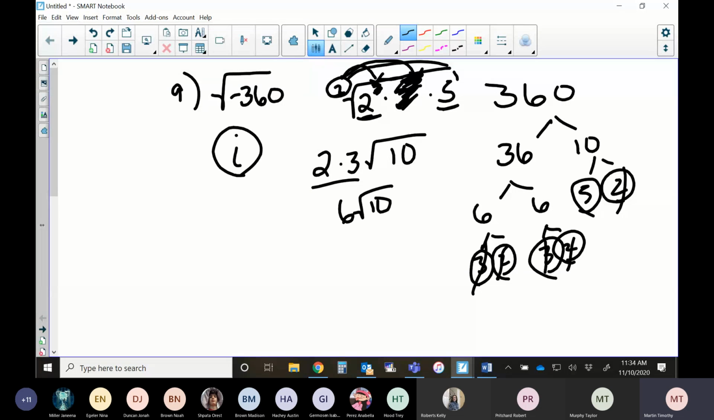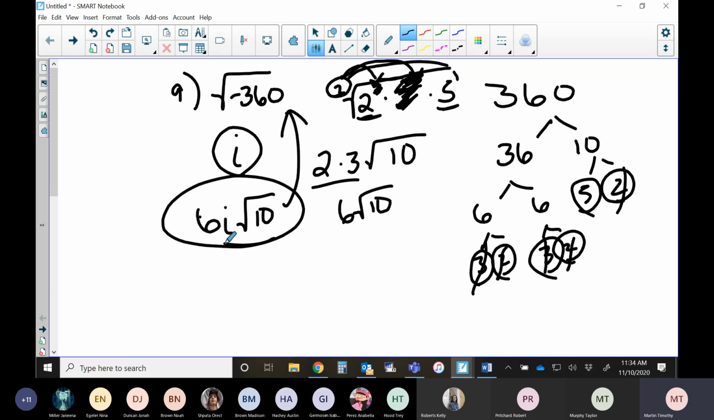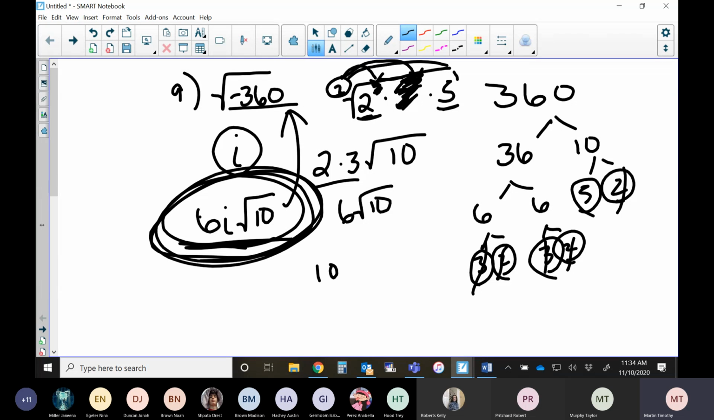Square root of 10. But I can't forget this i. So my final answer is 6i square root of 10. That is the same thing as that number up there. Those are equivalent numbers. This is just a simplified version of that. And this is what you're going to have to do anytime you see a square root from now on. You must simplify it. It's like seeing a fraction. You can't leave that in your answer. You've got to simplify that. And do you have to put plus or minus at the beginning? No, sir. Why not?